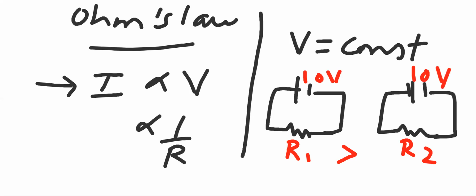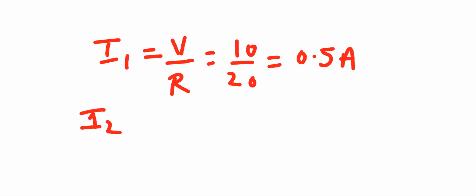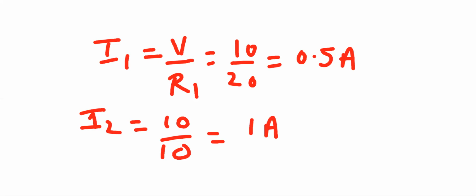Now if R1 is greater than R2, obviously the current in the first circuit will be I equal to V upon R. So this value will be 10 by 20, or you can say it is 0.5 ampere. Similarly, I2 will be 10 by 10. I'm taking the example that R1 is 20 and R2 is 10, so I will have 1 ampere.